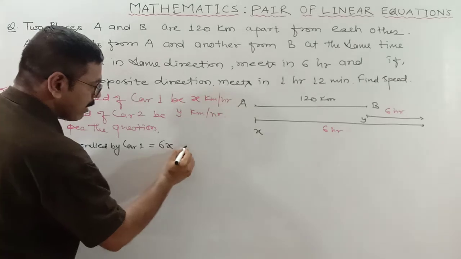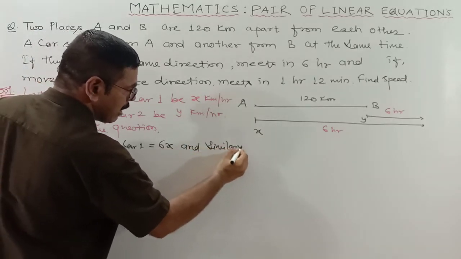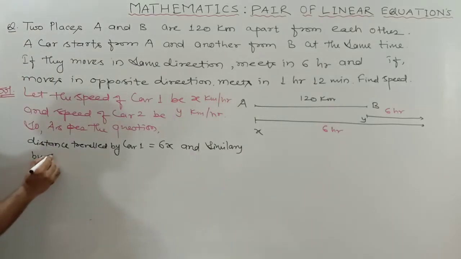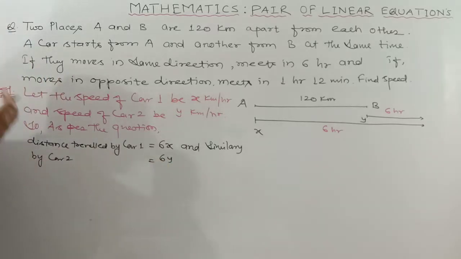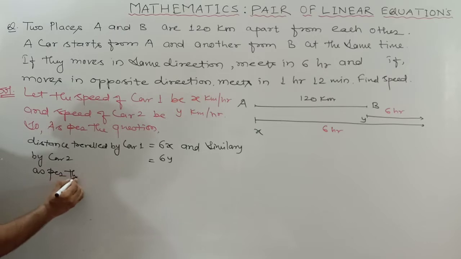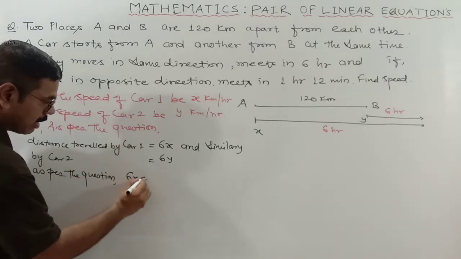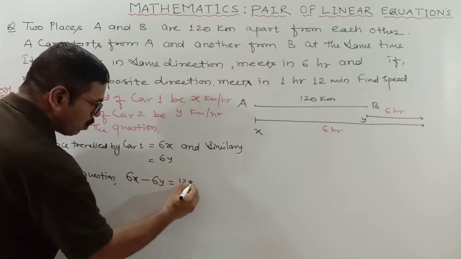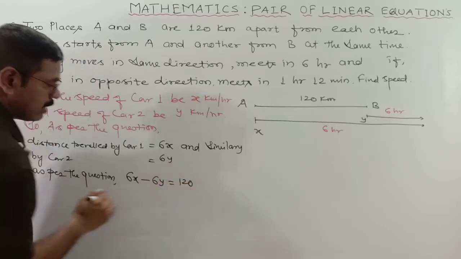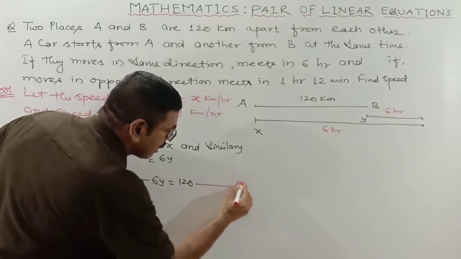And similarly, the distance traveled by car 2 is equal to 6y. Is it clear? So as per the question, what is the question saying? That 6x minus 6y is equal to 120 kilometer. This is our equation number 1. That's very simple, so you can better understand.